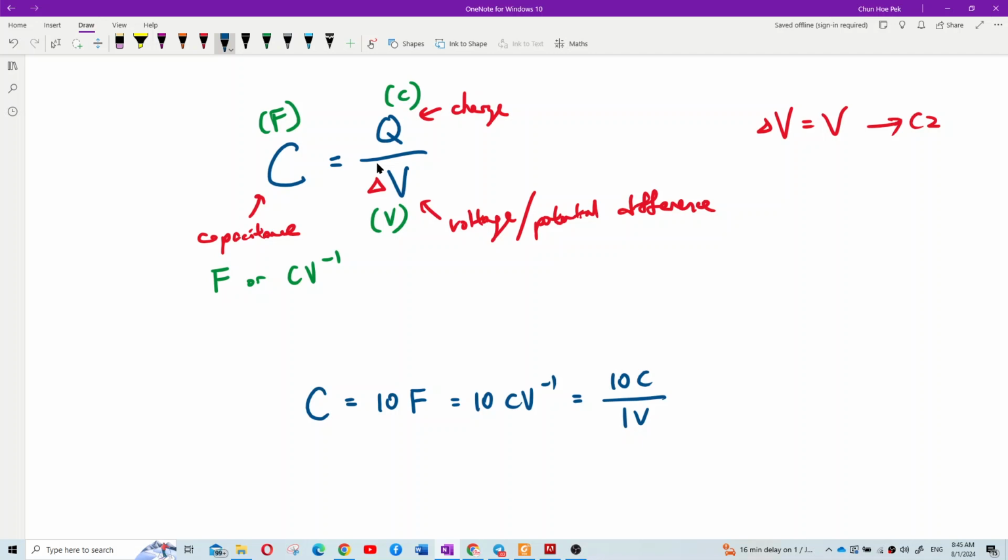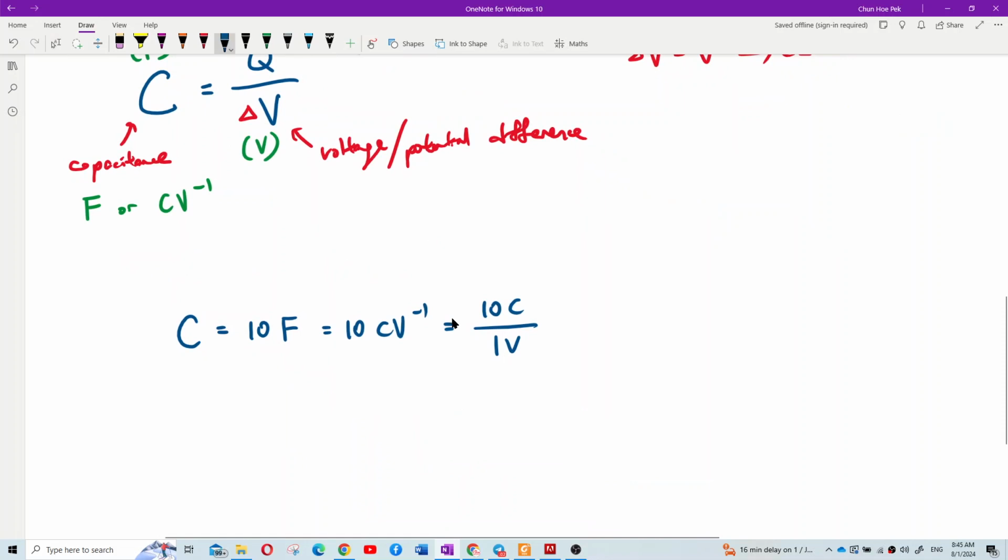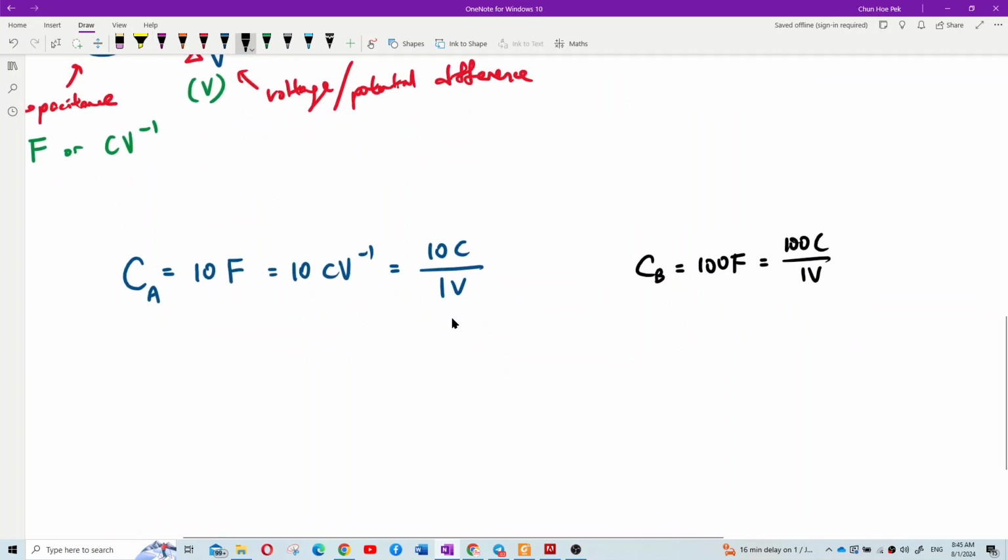Understand? 10 coulomb over 1 volt. So, I give you two capacitors. Let's say I have CA is 10 farad, and then I have another one, CB. CB is 100 farad, which is 100 coulomb per 1 volt. Can you see the difference, class? So I have two capacitors.